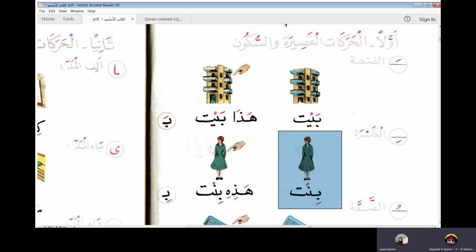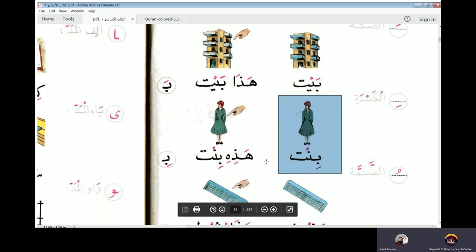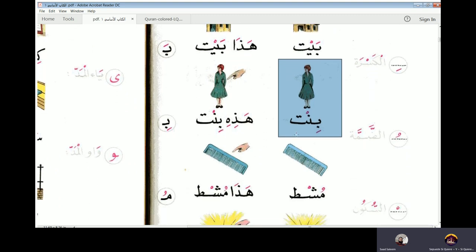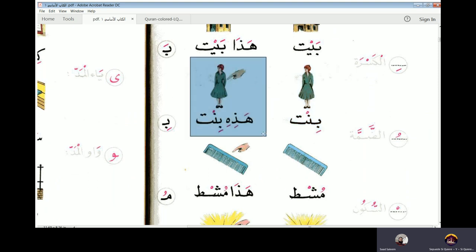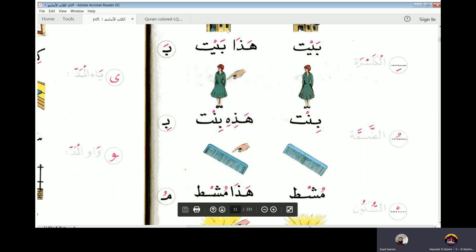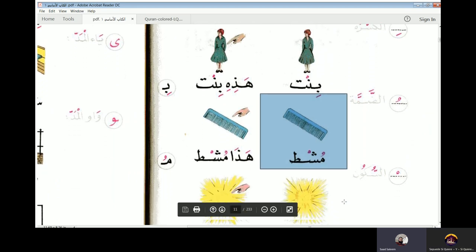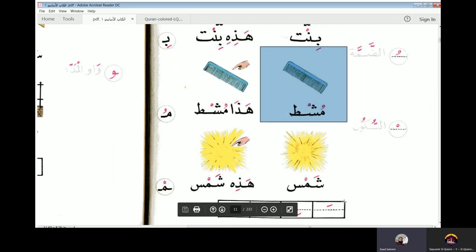Bintun, tanween. Bintun, a girl. Hadihi bintun, this is a girl. Okay, so for a masculine word we use haza, and for a feminine word we use hazihi.